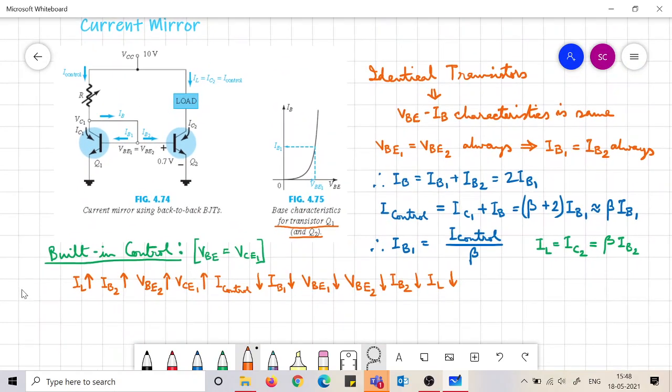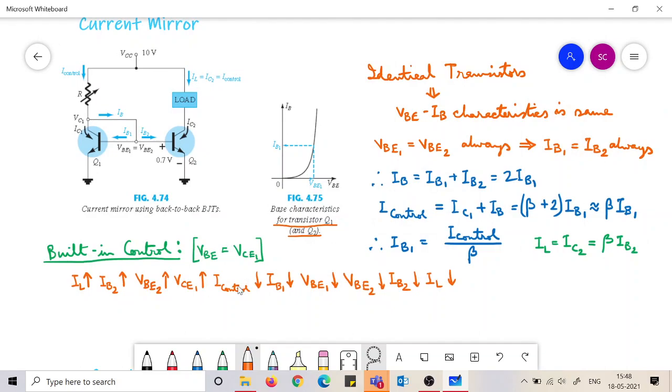And don't think that this is happening in steps, that first there is some duration when IL will increase, other quantities are fixed, then IB2 increases, other quantities are fixed, then VB2 increases. It doesn't happen in this way. This entire action happens at the same time, because this is an analog circuit. Everything happens simultaneously in a continuous fashion. There is no stepwise operation. The operation is in continuous mode.